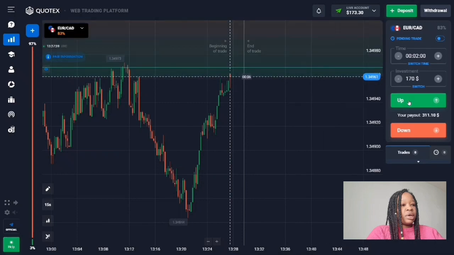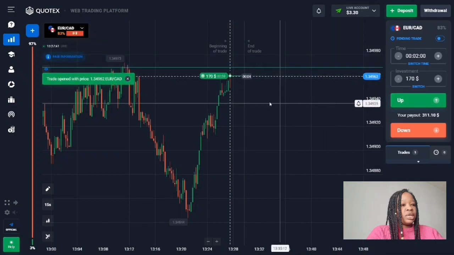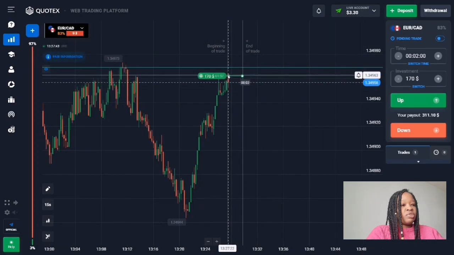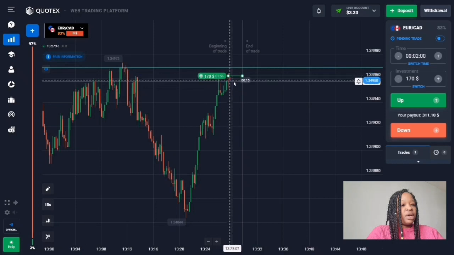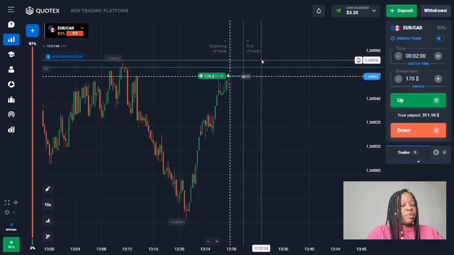So here I'll enter the market with an up trade for 2 minutes because I think that in the future the price will be trending up and there can be the breakout of the level, because the price has the strength to go up here. So let me wait for the results of this trade and see.